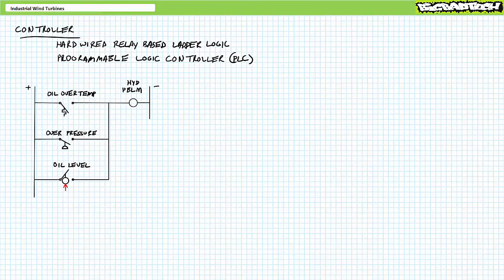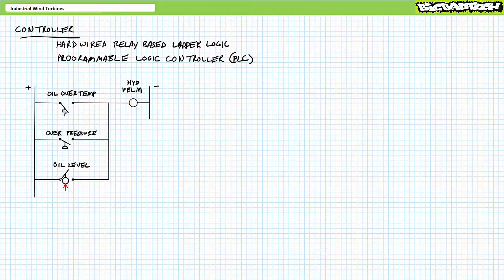If the temperature of the oil in the reservoir exceeds the set value of the temperature switch, the normally open temperature switch in rung 1 closes and energizes the coil of the hydraulic problem relay. Similarly, if the pressure in the hydraulic system exceeds the set value of the pressure switch, the normally open pressure switch in rung 2 closes and energizes the coil of the hydraulic problem relay.